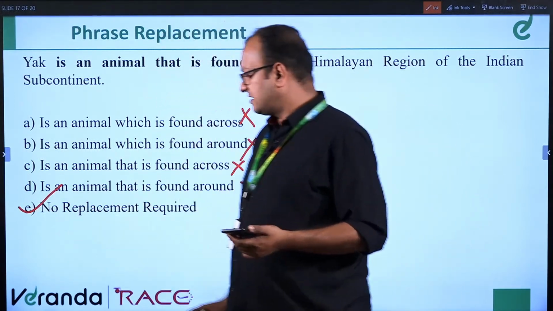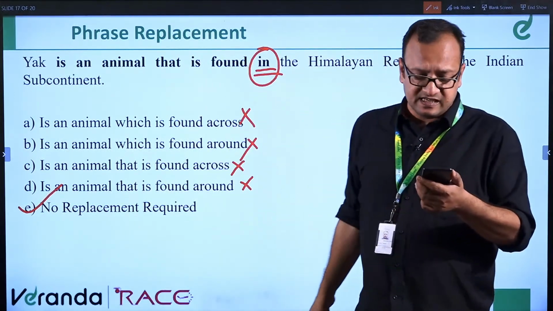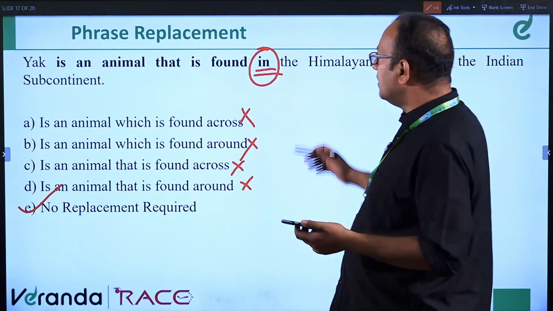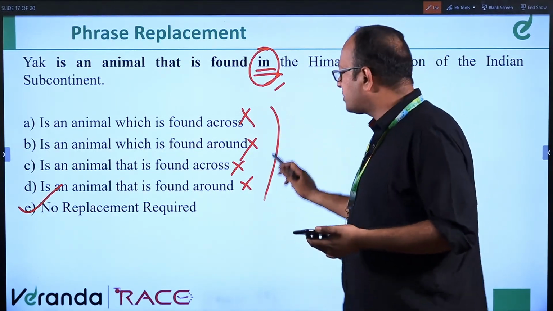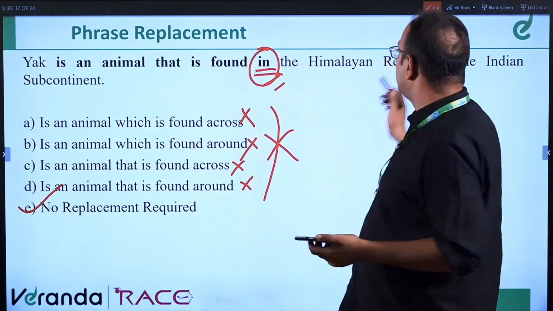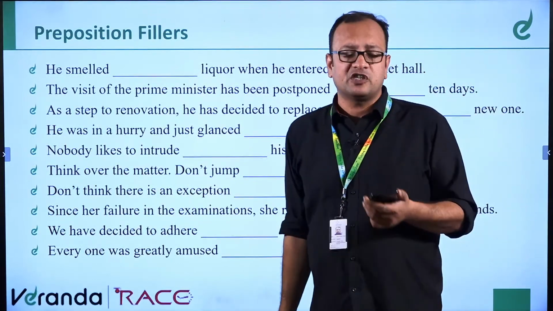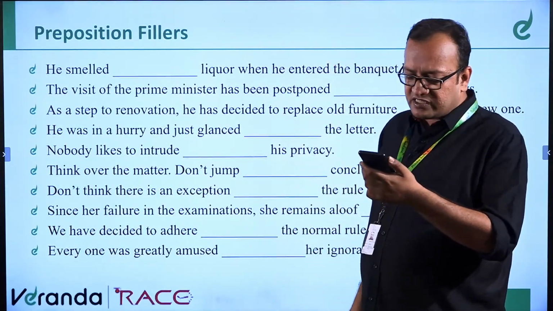No replacement required is the correct answer, because in is giving us a hint that it is found in that Himalayan region. Okay. In gives us the hint. All these options are absurd because in gives us the hint that in that region. Okay. Now we have fill in the blanks, which means preposition questions. We'll solve all these questions.